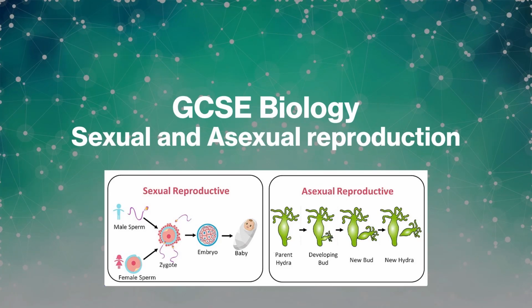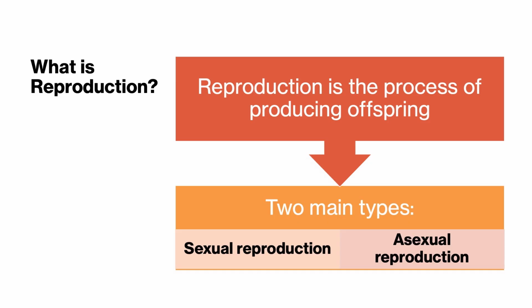Today, I am going to talk about sexual and asexual reproduction and compare the differences between them. First of all, we need to know what reproduction is. Reproduction is one of the characteristics of living organisms. It is the process by which living organisms produce new individuals, or we call them offspring. There are two types of reproduction: sexual reproduction and asexual reproduction.